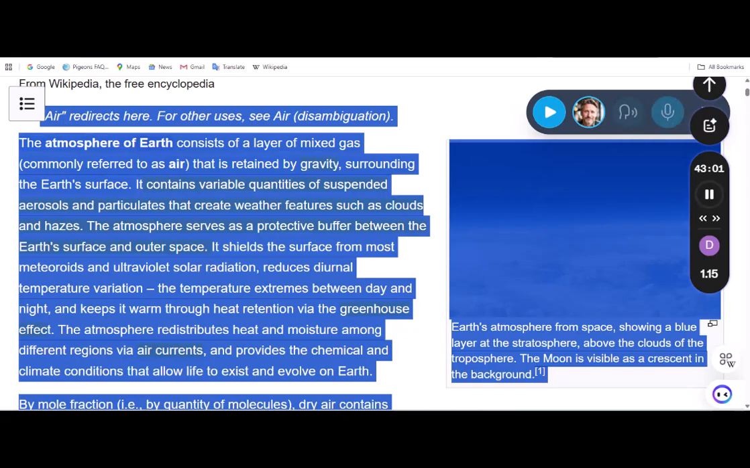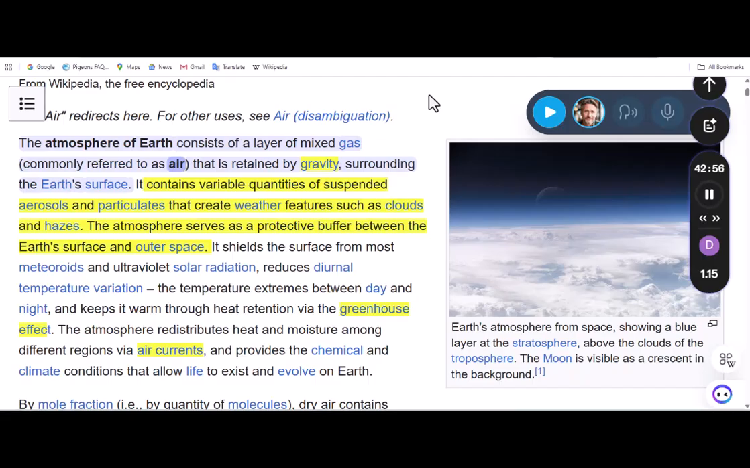The atmosphere of Earth consists of a layer of mixed gas, commonly referred to as air, that is retained by gravity surrounding the Earth's surface. It contains variable quantities of suspended aerosols and particulates that create weather features such as clouds and hazes.